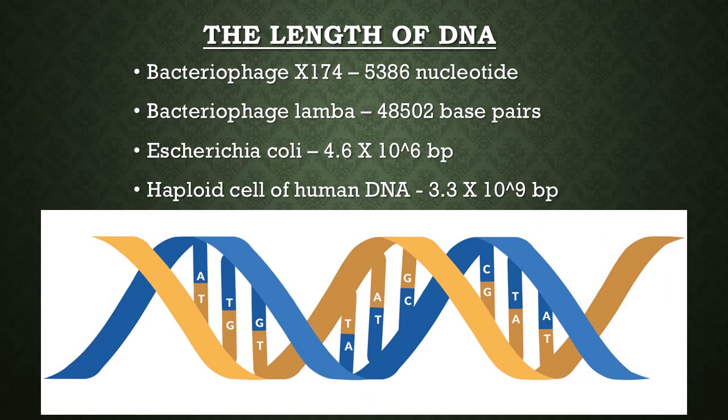Now, let's talk about the length of DNA varying from organism to organism as per data given in NCERT. Bacteriophage φX174 has 5386 nucleotides. Bacteriophage lambda has 48502 base pairs. E. coli has 4.6 × 10^6 base pairs. Haploid cell of human DNA has 3.3 × 10^9 base pairs. This data is very important for our competitive exams as well as your CBSE boards.